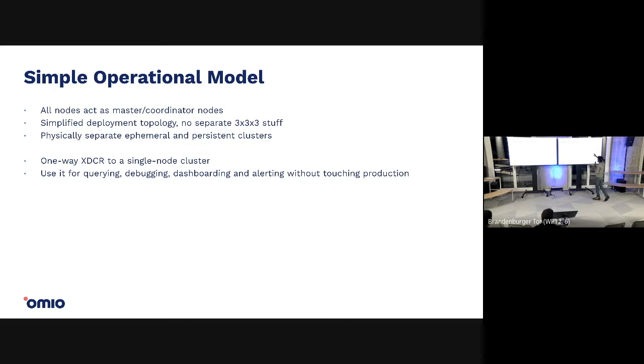Then we have physically separate ephemeral and persistent clusters. Persistent clusters, we mean where documents never expire. There is no auto expiry key. Ephemeral means, worst case, we can lose the data, because everything in the ephemeral must have an expiry key. The buckets come with a default expiry policy.